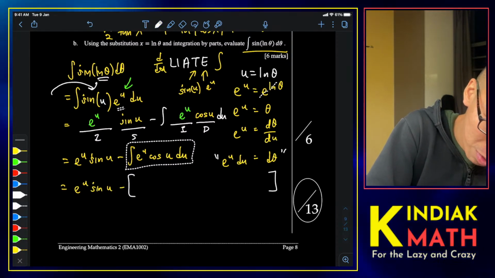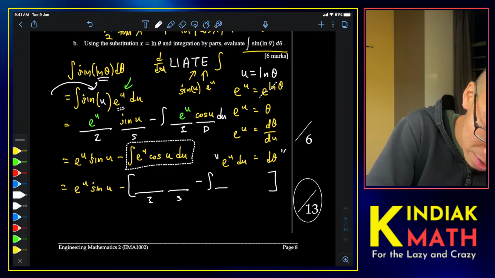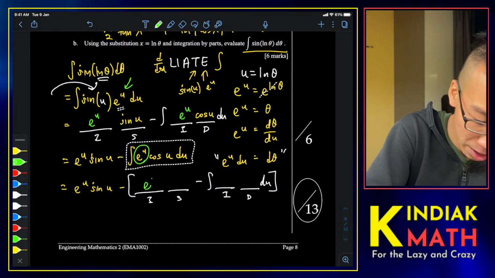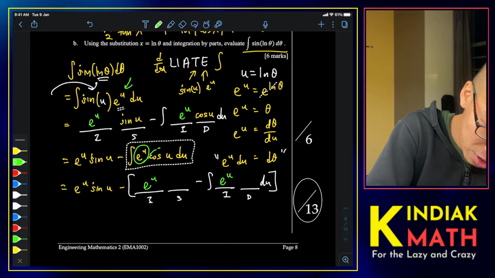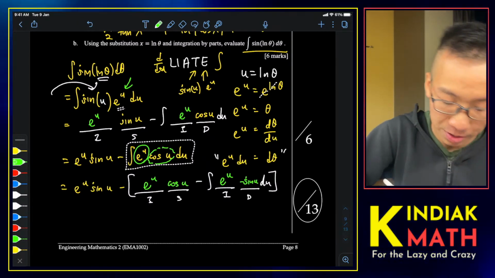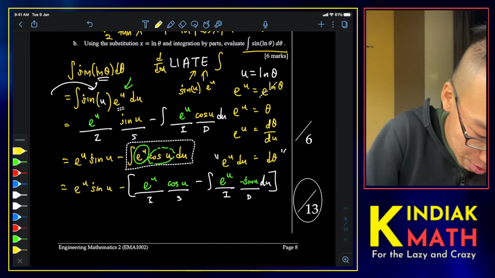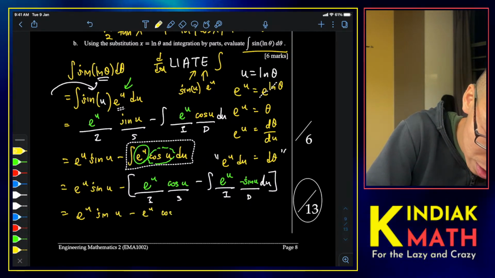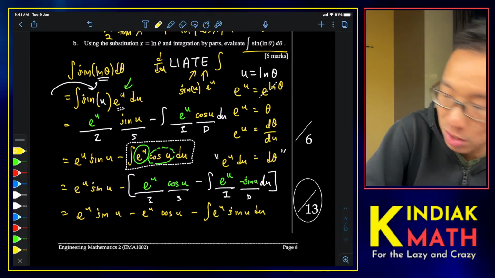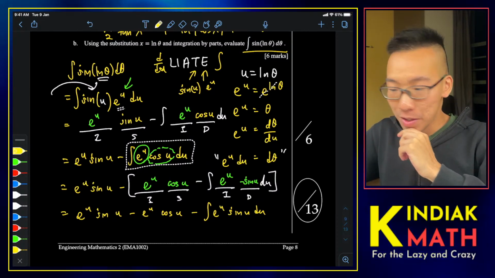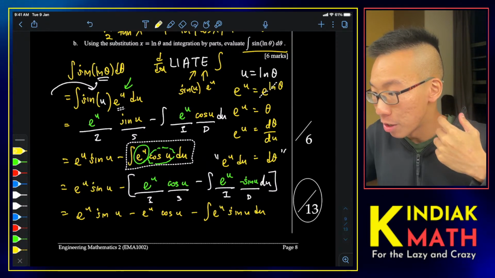So let's do that. Once again, it's minus. We will integrate this guy and differentiate this guy. So when we simplify, we'll get e to the u sine of u minus e to the u cosine of u minus the integral of e to the u sine of u du, because a bunch of things cancel each other out. Well, then things get pretty alright from here.